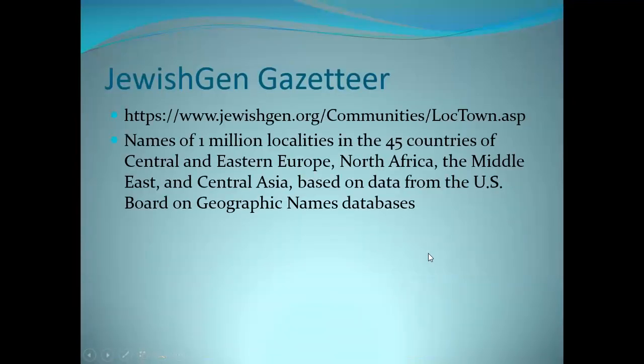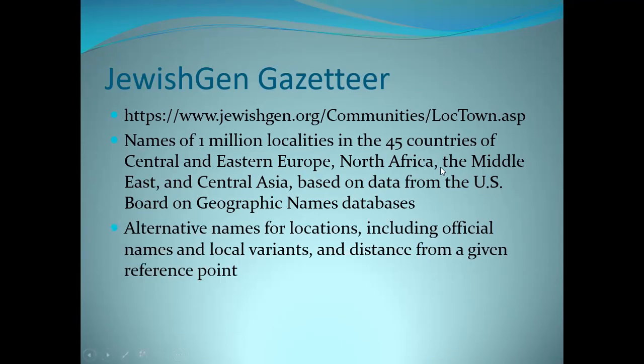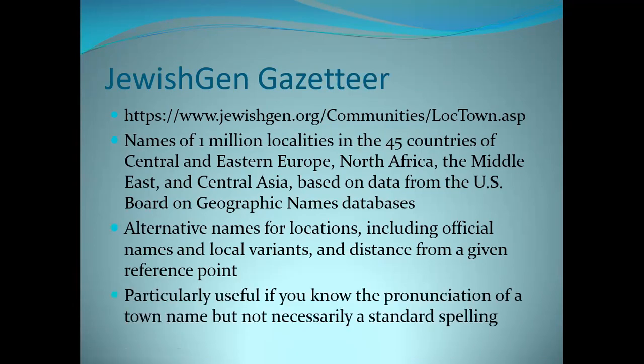Now, the Gazetteer is the flip side of the Community Town Finder. These are not places that are specifically noted as having Jewish populations, but the basic concept is the same. So this is a million places, 45 different countries. It's based on U.S. Board on Geographic Names databases, so it's a standardized way of saying the information. Also gives you some alternative names. It gives you the official name, and one of the useful things, again, distance from a given reference point. The standard one is from the capital of the country it's in.